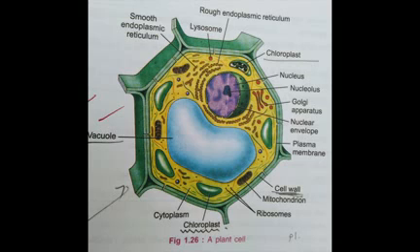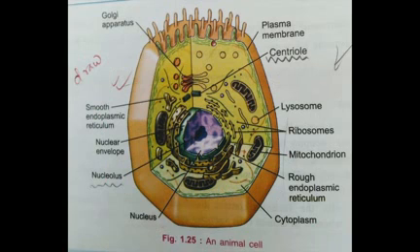Now the cell membrane, also known as the plasma membrane, is an extremely thin outer boundary of the cytoplasm. The main function of the cell membrane or plasma membrane is to regulate the movement of molecules inside and outside of the cell. The second part of the cell is the cytoplasm.